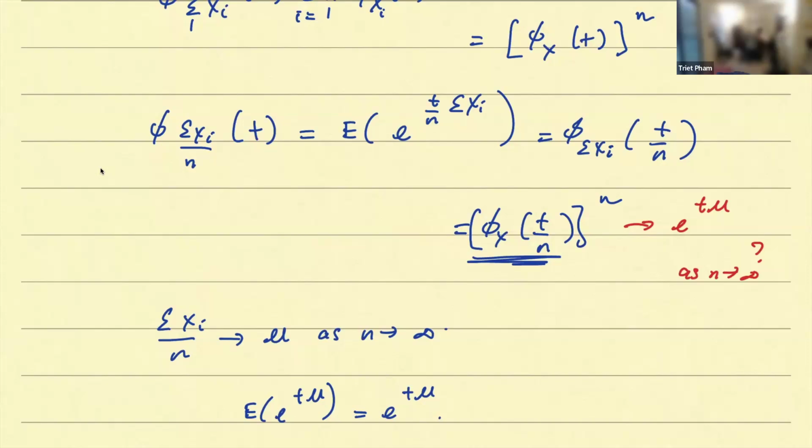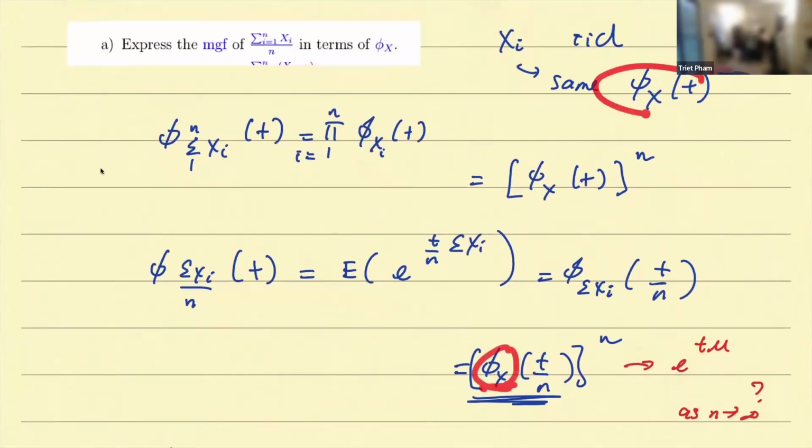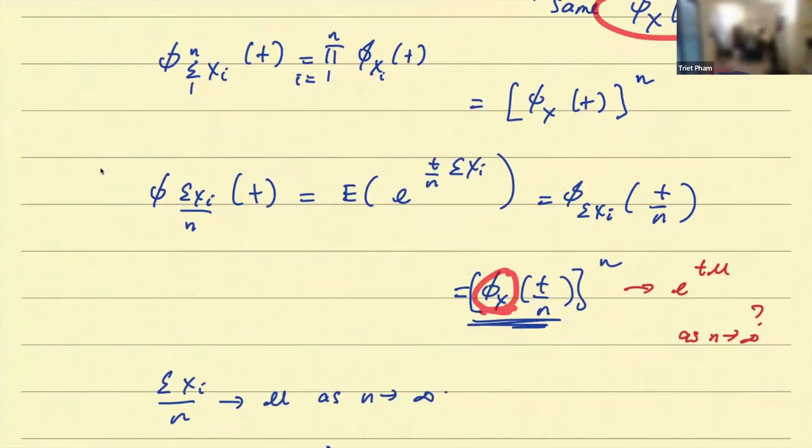And what is strange here? What is the most strange is the fact that phi sub x of t over n can be any function, because x can be any random variable. So why is it that no matter what x is, they all converge to the same e to the t mu? That's what is at stake.